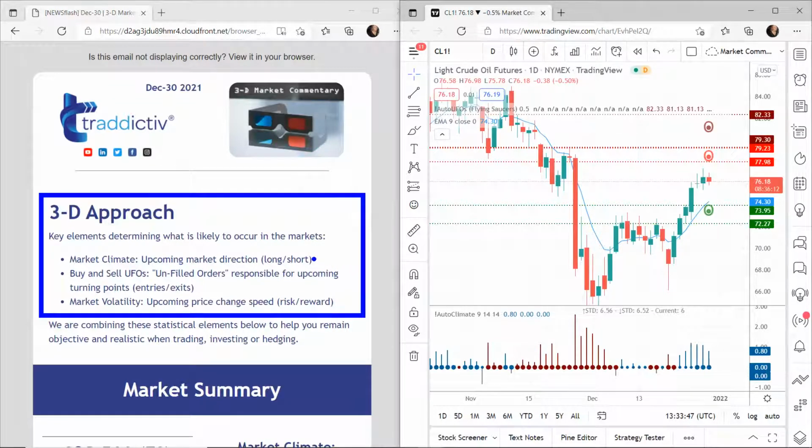First things first is market climate. Basically what that means is, where are the probabilities? Is the market likely to go up? Is the market likely to go down? Or is it not really likely to go either way? That gives us an idea of whether or not we buy, sell, or do nothing. So market climate.